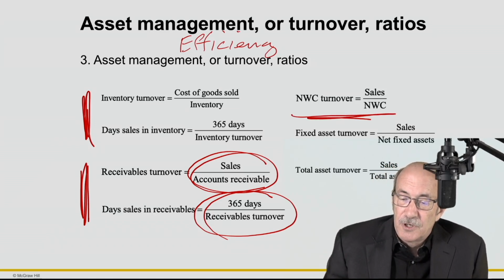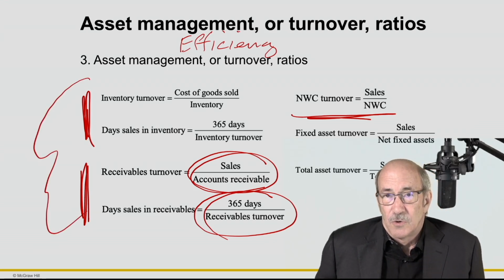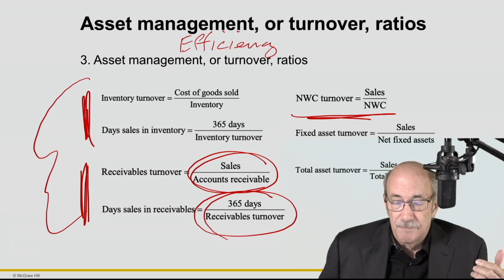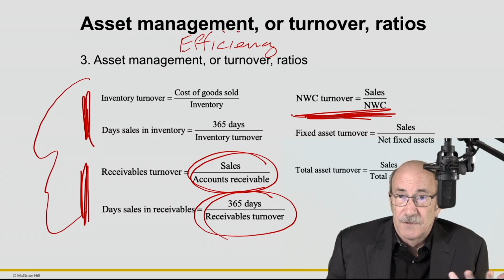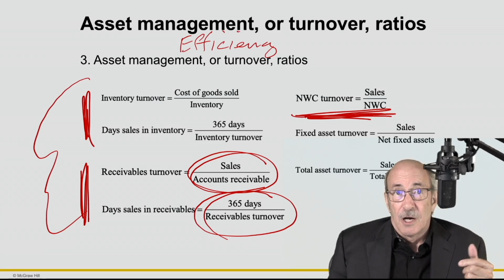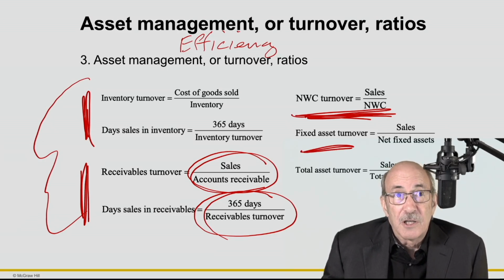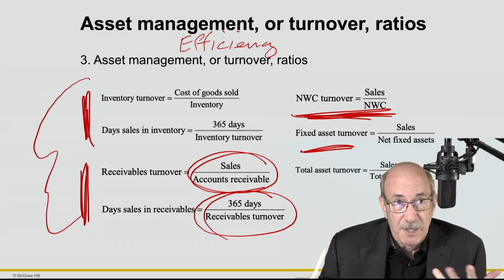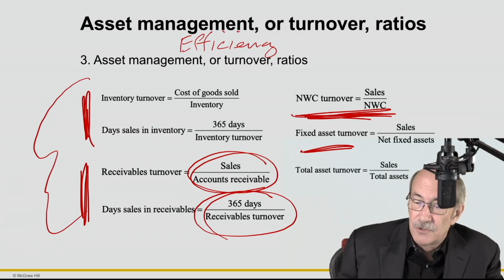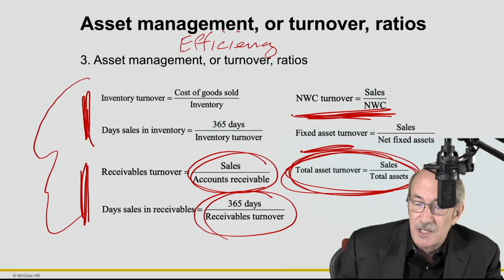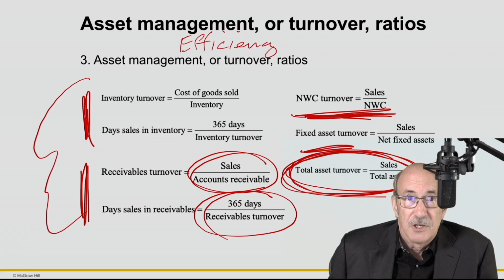By the way, these two things, inventory and receivables, are the most widely looked at. Then net working capital turnover also gives us a measure of how efficiently we are using our working capital. Fixed asset turnover gives us a measure of how efficiently we're using our long-term assets, plant, property, and equipment. And then finally, sales over total assets just gives us an idea of how well we're using our total asset base to generate sales.